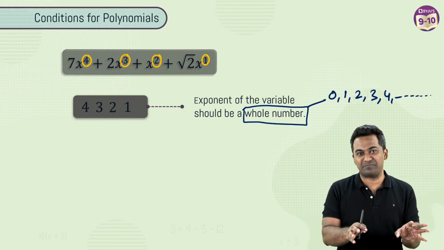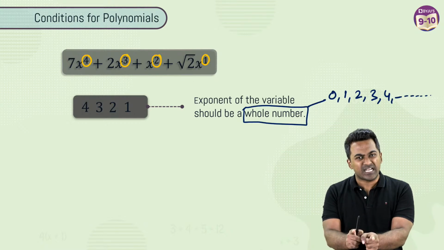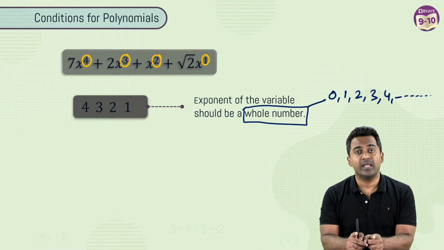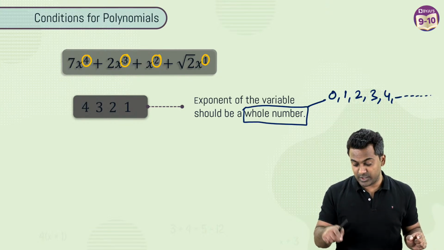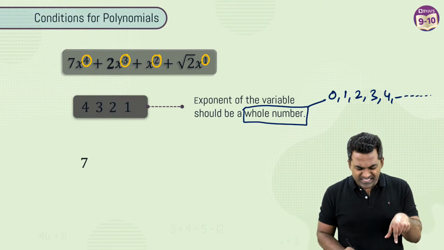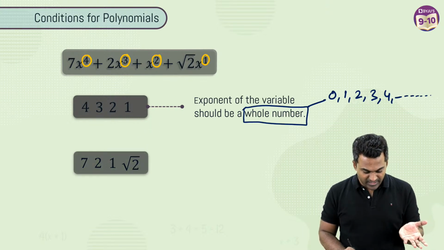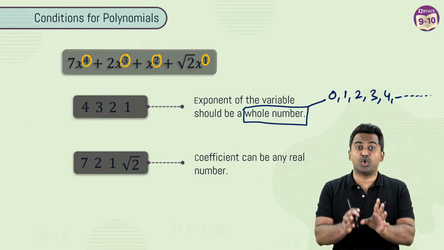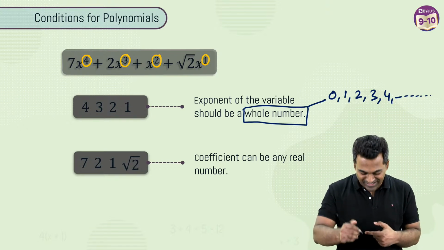Okay, let's start from the absolute basics first. So conditions for the polynomial. What is the first condition? The first condition is the power of the variable can only be a whole number, which means 0, 1, 2, 3, 4, on and on. Coefficients can be anything. Coefficients can be any real number, but the power has got to be a whole number. Negative exponent is not a polynomial. Coming to that bit now.